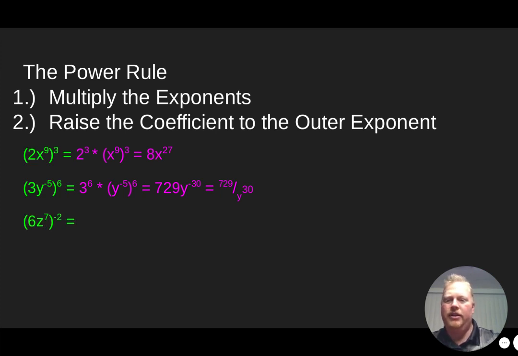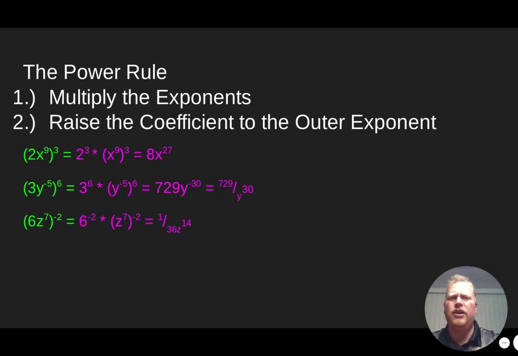6z to the 7th, to the negative 2 power. Okay, distribute that negative 2 to everything in the parentheses. So I get 6 to the negative 2, and then z to the 7th to the negative 2. So 6 to the 2nd power is 36, but because it's a negative exponent, it has to move to the denominator. So that 36 goes to the denominator, and then I get z to the negative 14th. That has a negative exponent, so that needs to move to the denominator. So the final answer on that one is 1 over 36z to the 14th.